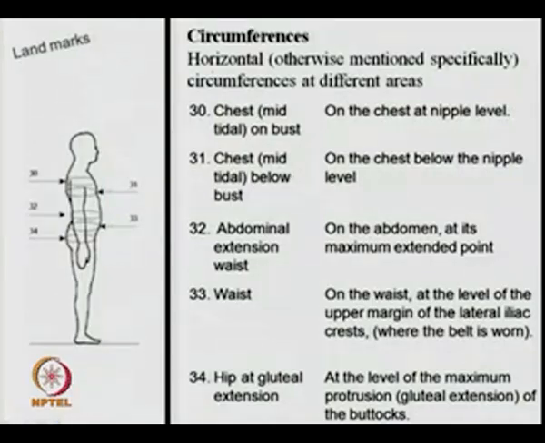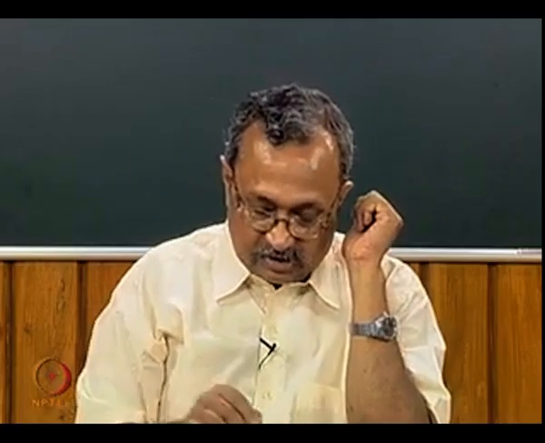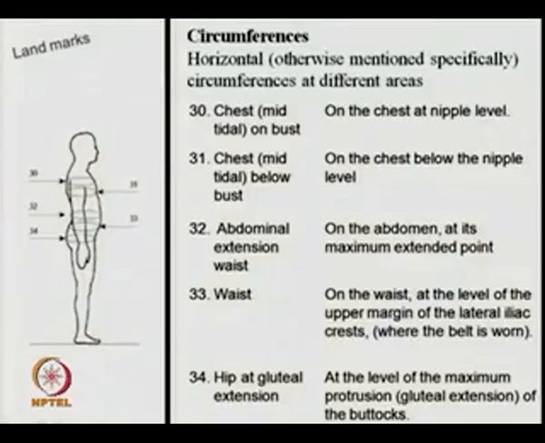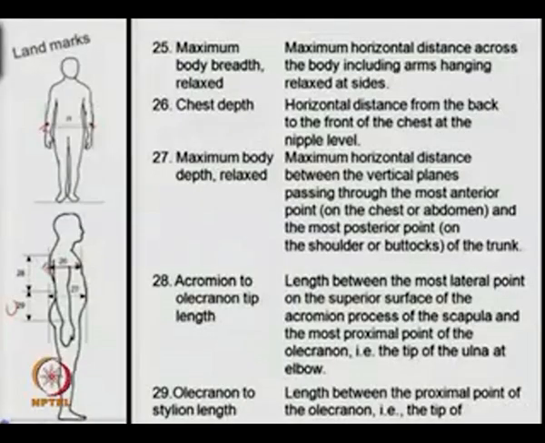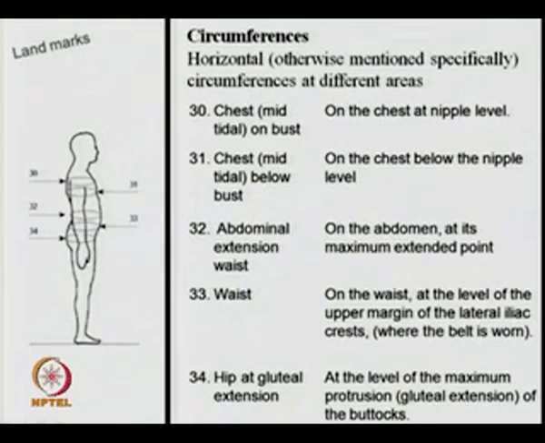Now, circumferences. There are different body circumferences, and we can take them anywhere, but here we are giving some representative landmarks. Circumferences are horizontal unless otherwise mentioned specifically, at different areas. Like number 30, the chest, mid-tidal or bust.